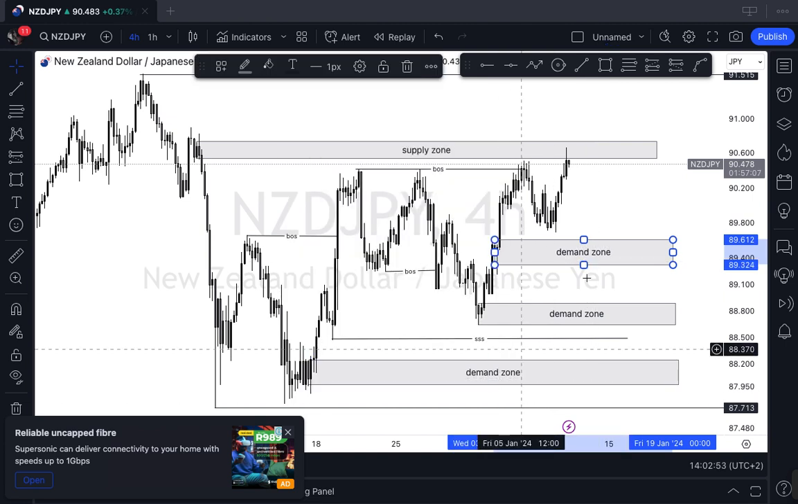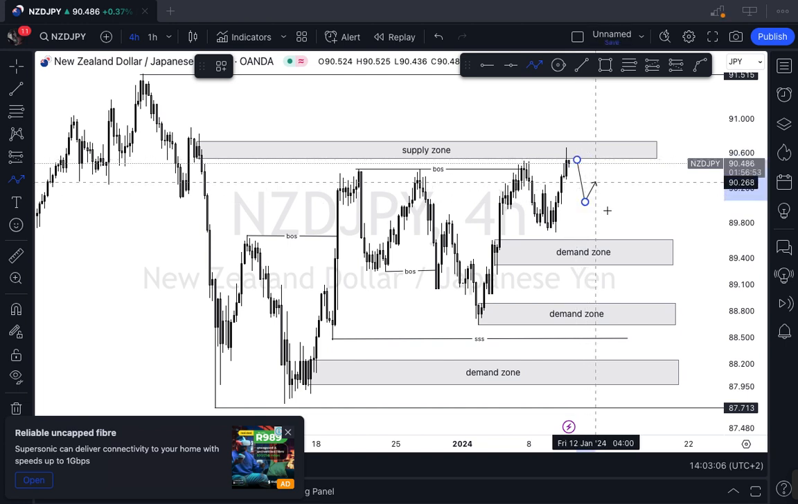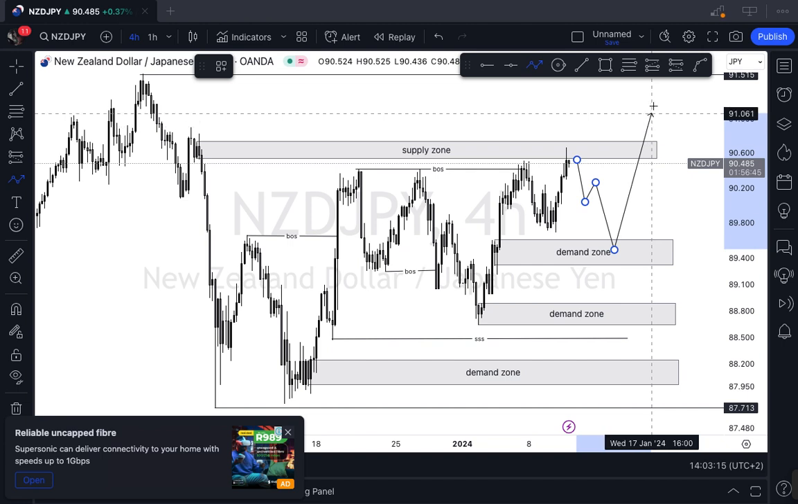You understand? So if you can check, this is what we are looking at on H4, on our 4 hours time frame, meaning if price respects this supply zone, we might start pushing to the downside, reacting to this demand zone, and then from there we might also continue pushing to the upside, just like that.